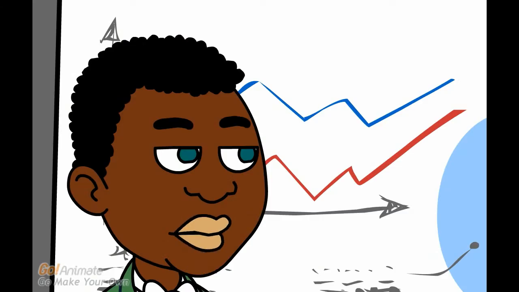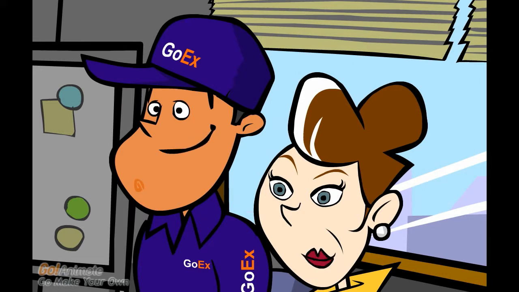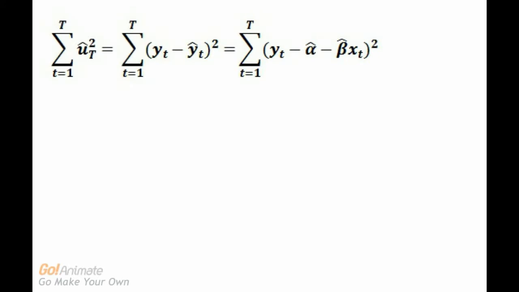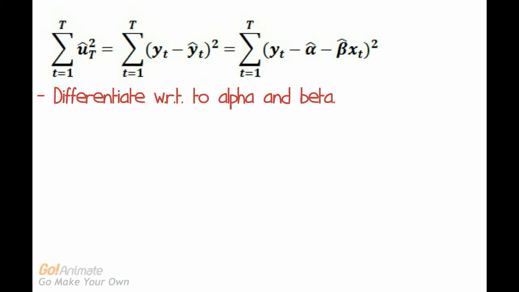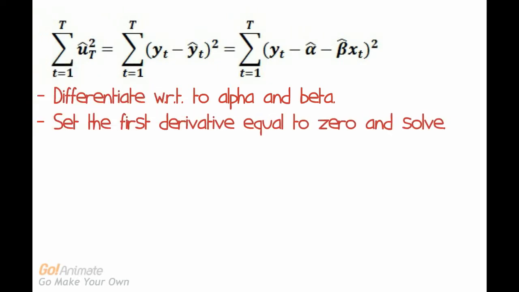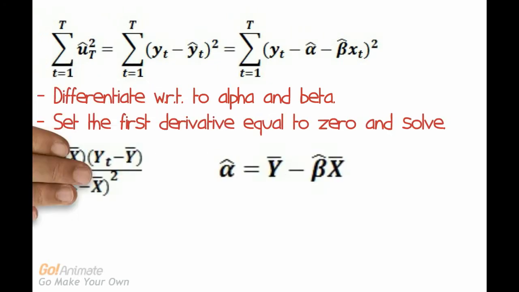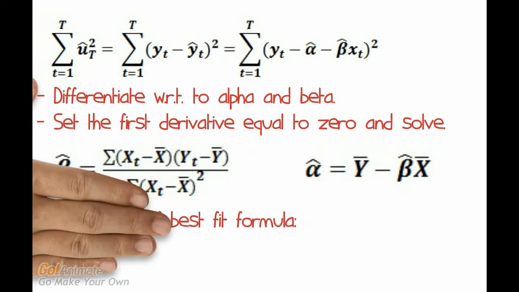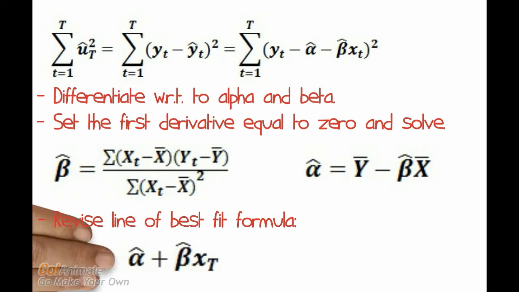What's next? We want to minimize the distances to ensure a best fit. We expand the loss function like so. Using this, we differentiate with respect to our estimators for alpha and beta, and set the first derivative equal to 0 and solve, giving the following equations. These new parameters allow us to revise the line of best fit, to give more accurate projection.